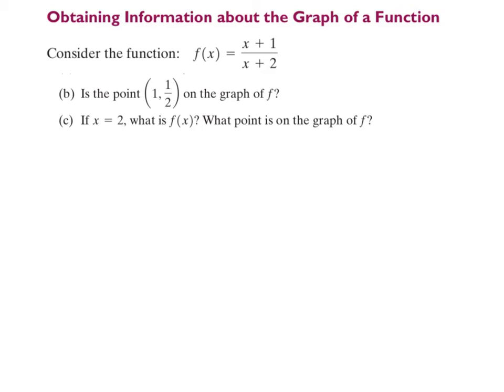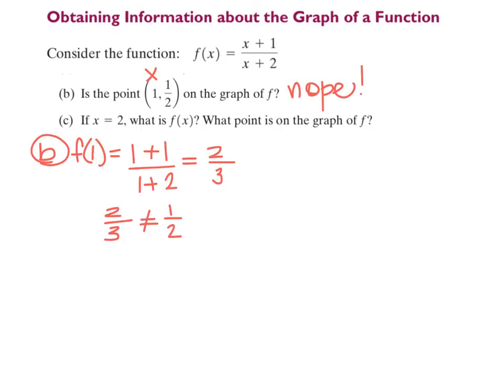And so moving on to these next two things, I'm asked to find is point (1, 1/2) on the graph of f. So again, without graphing it, what you can do is plug in either the x value, so 1 in for x, or 1/2 in for f of x or y, and see if it equals the other number. Personally, I like plugging in x, so let's just do that. So when I plug in 1, so f of 1, I get 1 plus 1 over 1 plus 2, which is 2/3. And is 2/3 equal to 1/2? Nope. So (1, 1/2) is not on this graph.